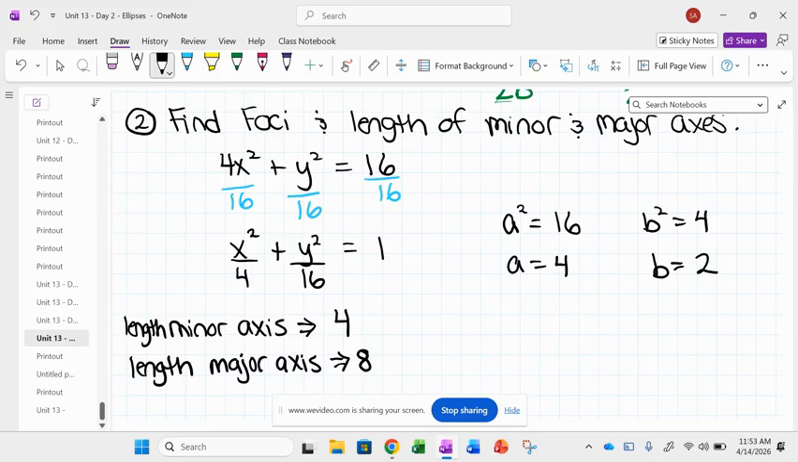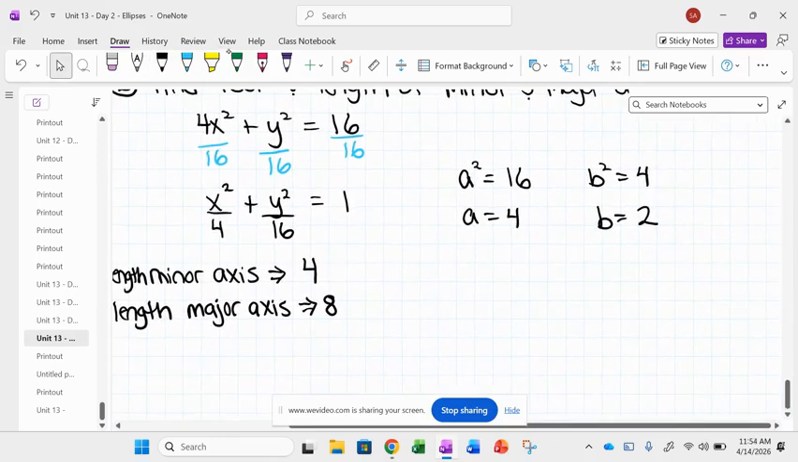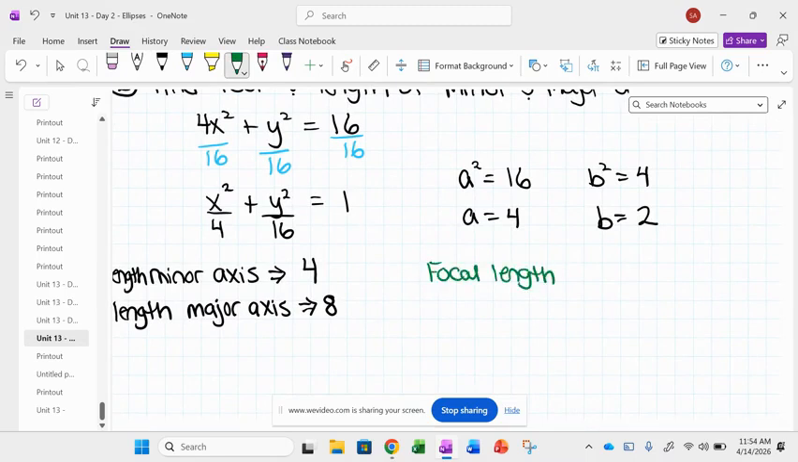That was the easy part. Now I need to find the coordinates of the foci. The only formula I have related to the foci is what? The focal length. But isn't that focal length the distance from the center to the two focal points? So if I find that length and I know the center, can I figure out the coordinates of the foci? So that's what I'm going to do. We know the focal length is equal to the square root of a squared minus b squared. And I have a and b, so this works.